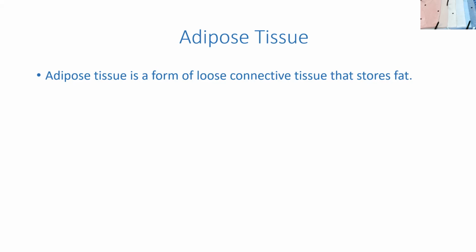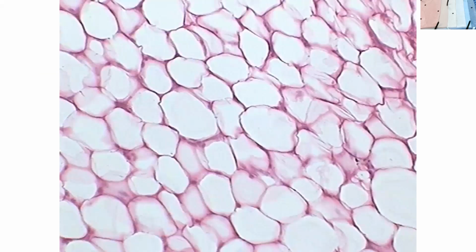So anyway, what does this look like? Well, these are adipose cells. Adipose cells can shrink and expand. They are connective tissue because their fibers are elastic.